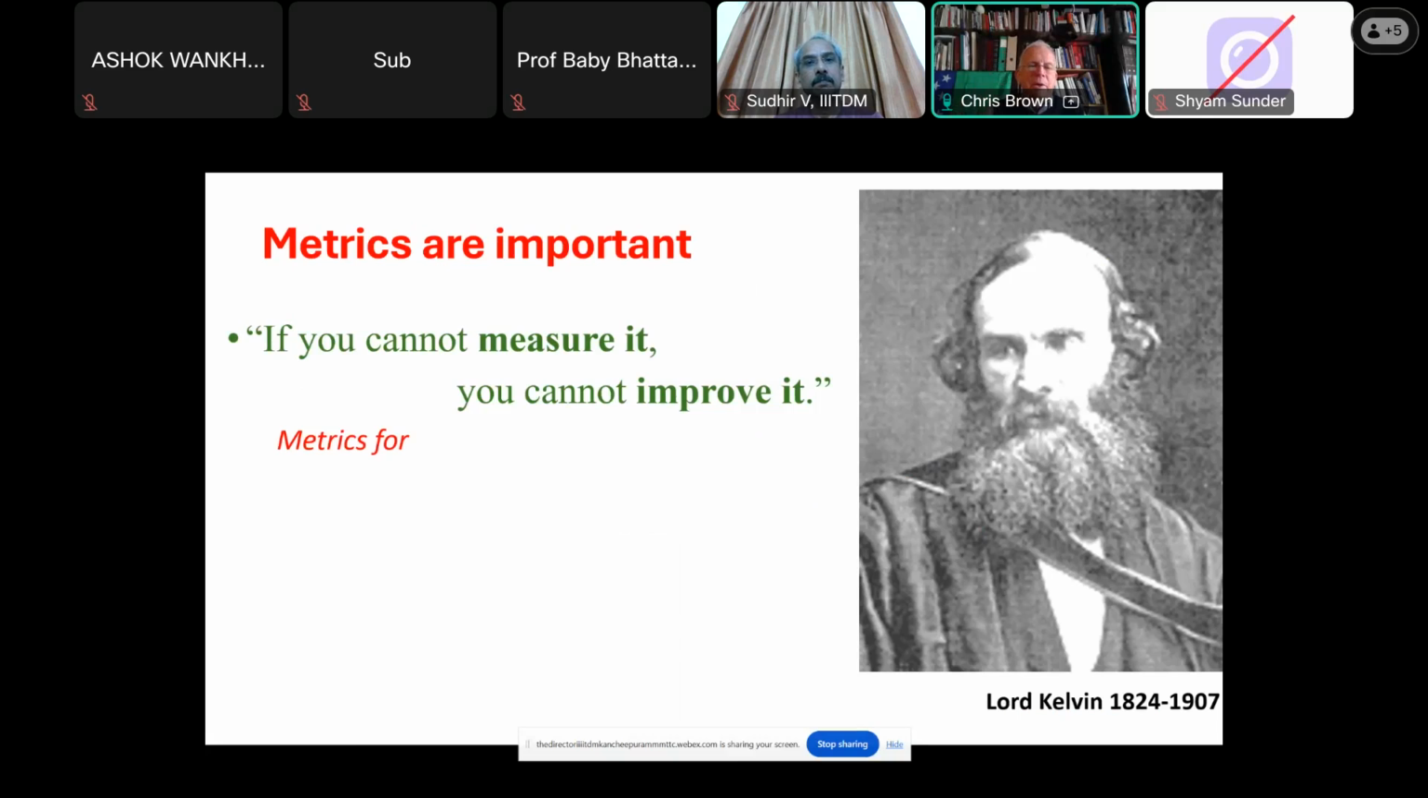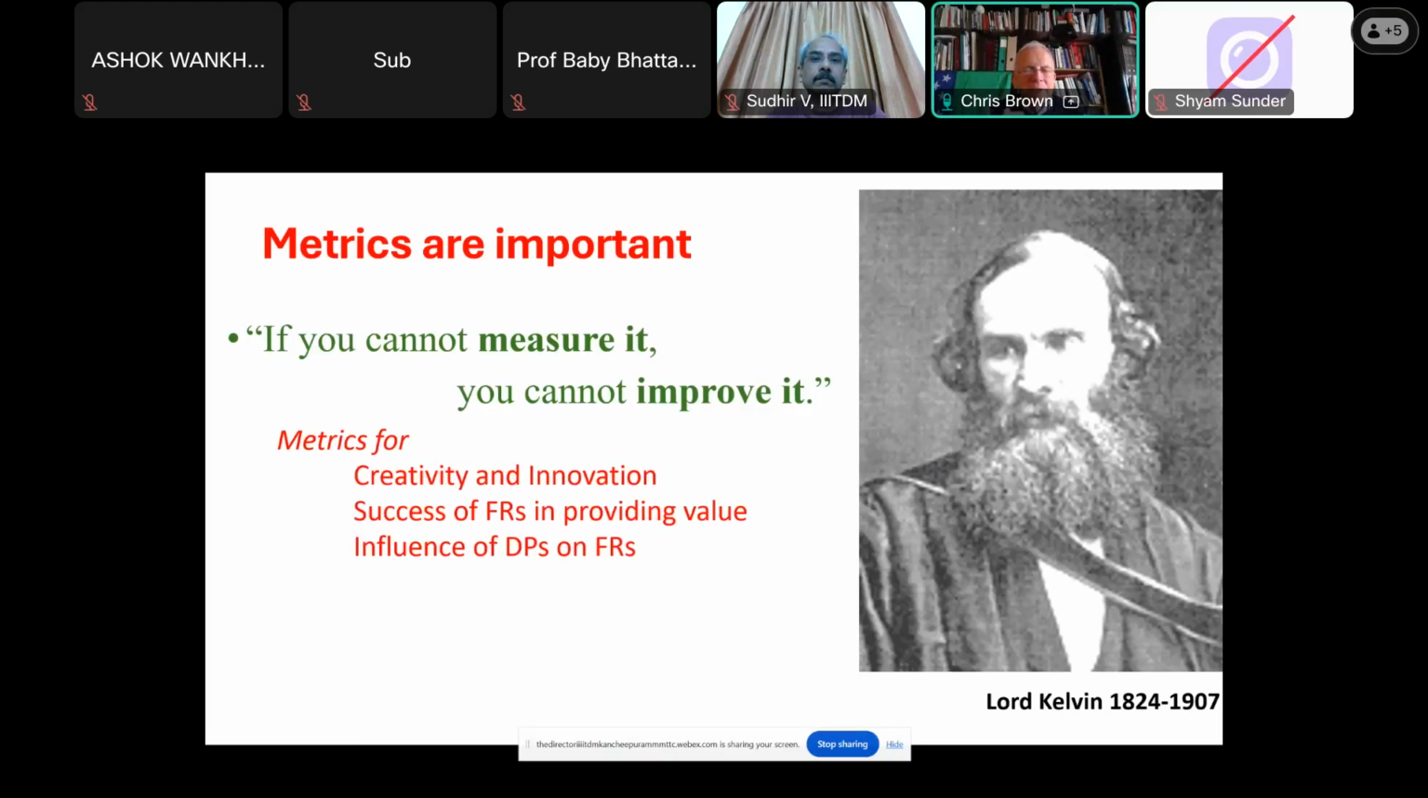I like to know when my plane's on the takeoff roll that they used metrics for designing the plane. So they're important. We can do better creativity and innovation, greater success in providing value. We need to know how the DPs are influencing the FRs. We need to be able to verify that our decompositions are collectively exhaustive and mutually exclusive.